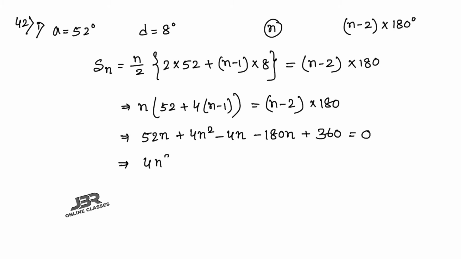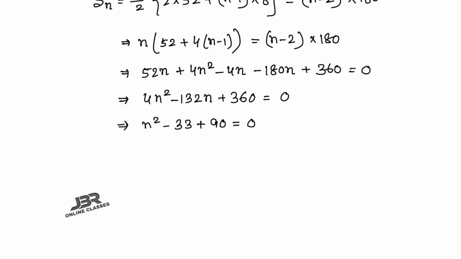So write down 4n square, and then 52 and 180. So 52 minus 4, that equals 48. Now 180 minus 48, that equals 132. So minus 132n plus 360, that equals 0. Now divide by 4, so n square minus 33n plus 90, that equals 0.